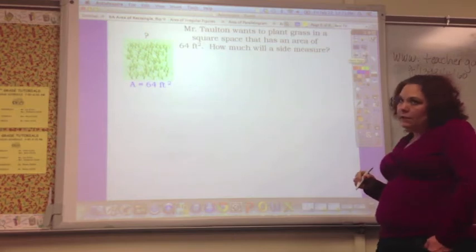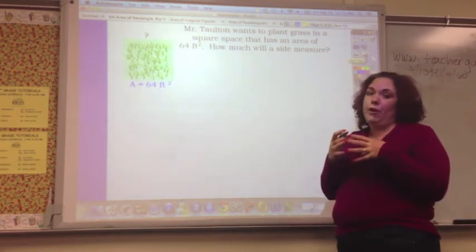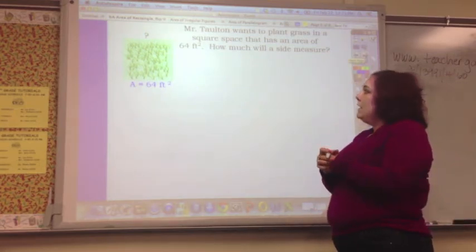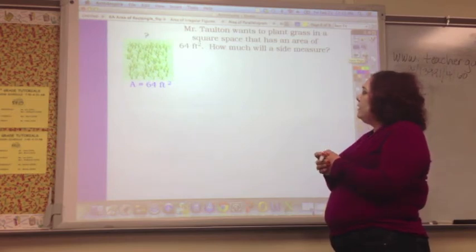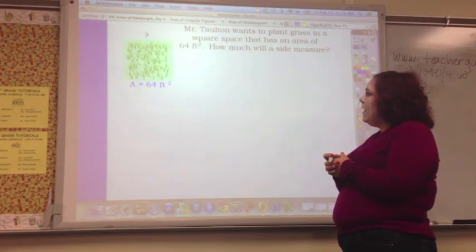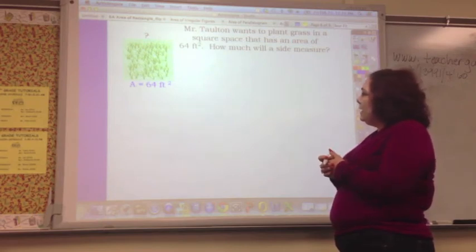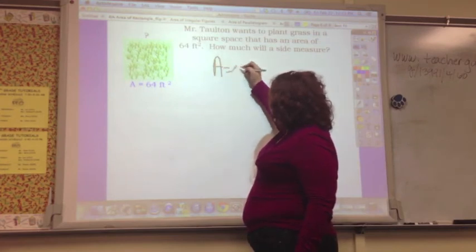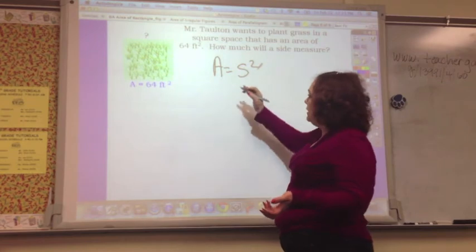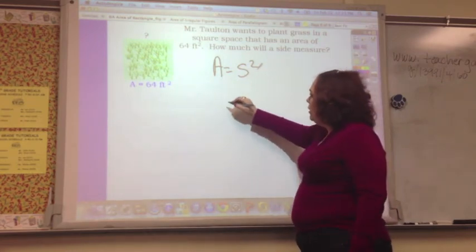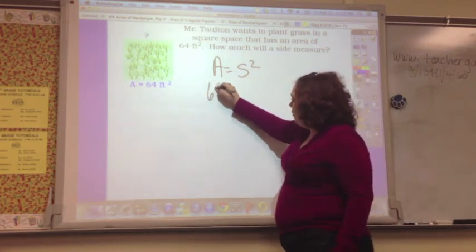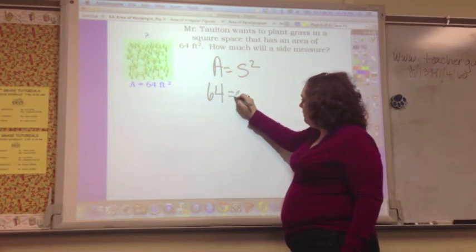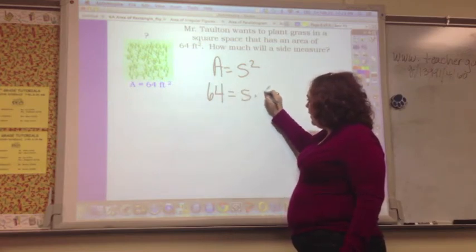Okay, so then you have to use what you know about the area formula. It says, Mr. Talton wants to plant grass in a square space that has an area of 64 feet squared. How much will a side measure? So write your formula. You're finding area of a square. So you look on your formula chart and it says area of a square is side squared. So 64, you substitute in what you know. 64 is side times side.